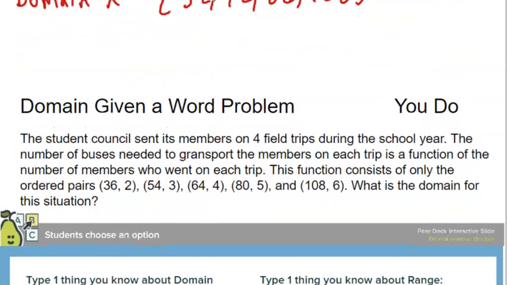On the next slide, go ahead and do this domain given a word problem. The student council sent its members on 4 field trips during the school year. The number of buses needed to transport the members on each trip is a function of the number of members who went on each trip. This function consists of only the ordered pairs (36, 2), (54, 3), (64, 4), (85, 5), and (108, 6). What is the domain for the situation? Choose the option that is the correct answer.